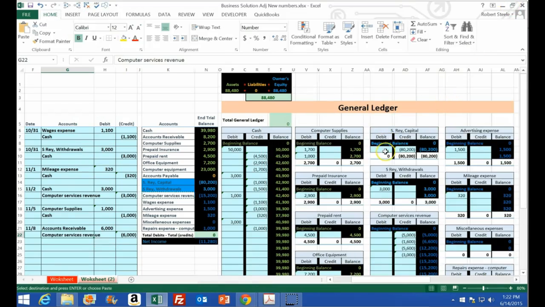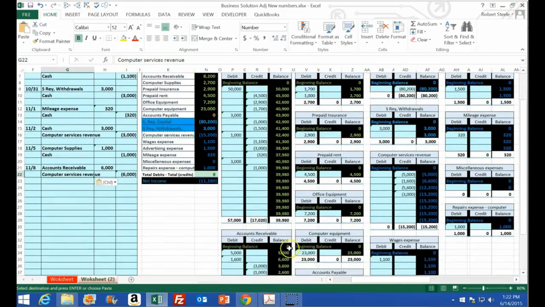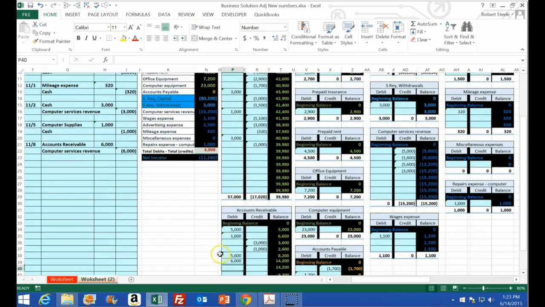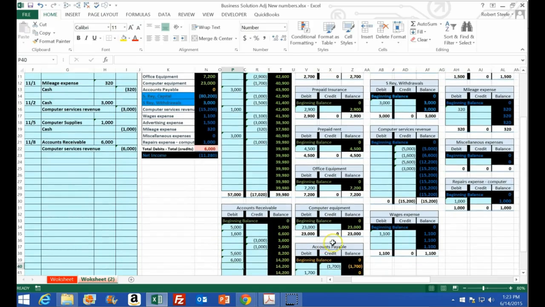We're going to post this out. We're going to go over here. We're looking for the accounts receivable. So I got to scroll down to find it. It's a debit here. I'm in the debit column in accounts receivable equals, pointing to cell H21 and enter. So that made the receivable go up here.